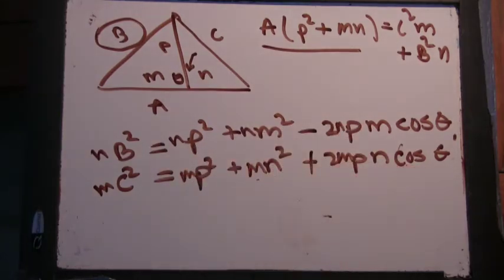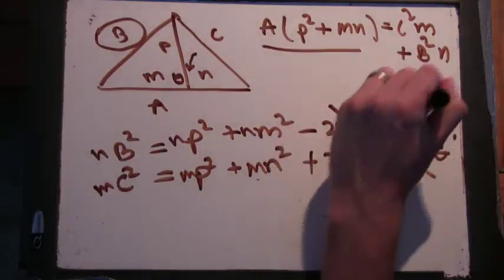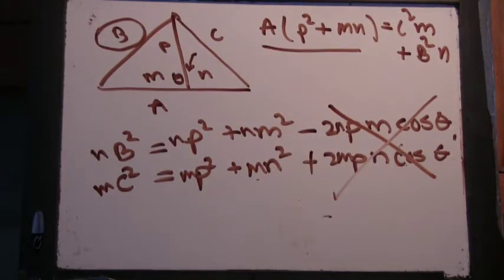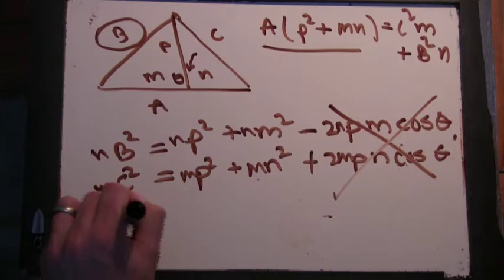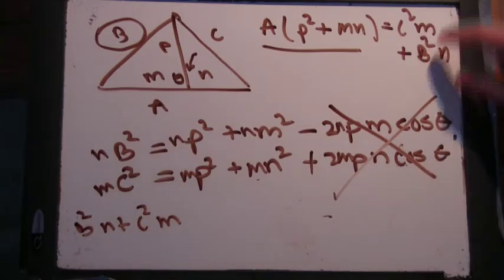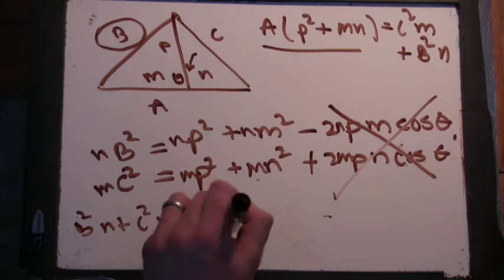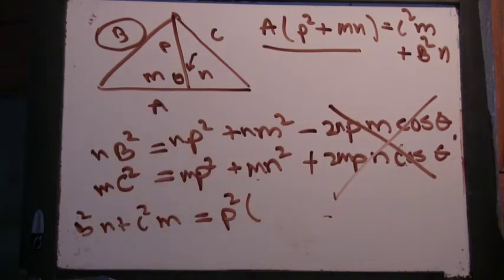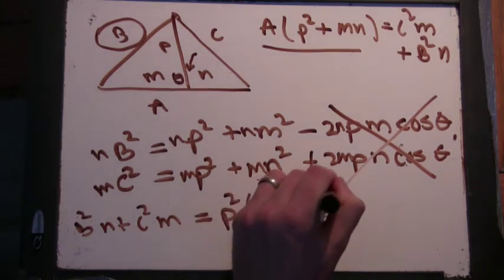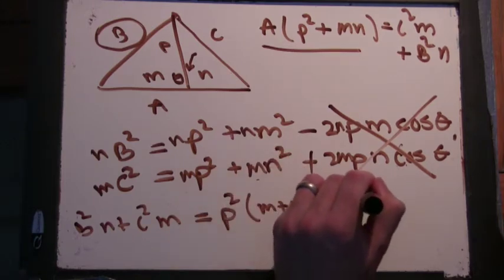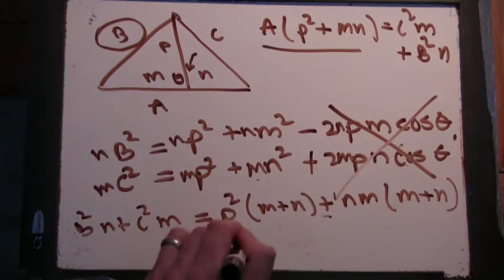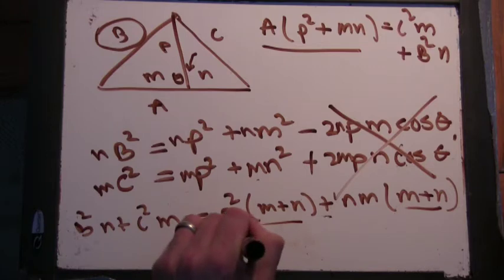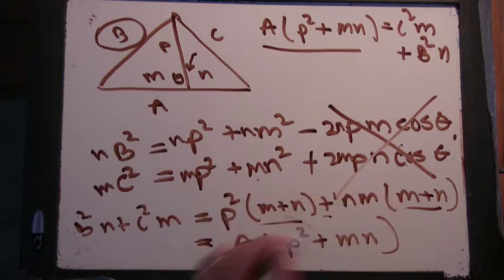So what happens when I add these equations together now? This goes away. This goes away. The complicated part with the cosine theta goes away. And I get this very interesting expression on this side, which is b squared n plus c squared m, which is what we have up here, equals p squared times what? M plus n. And this expression here, I can take out an mn from, and what do I get inside of that? M plus n. Which is a. You can take the a out of everything. I'm going to factor out an m plus n, and I get a times p squared plus mn.